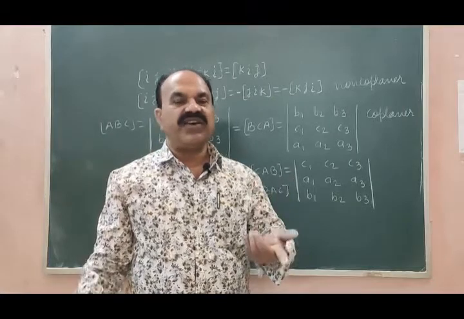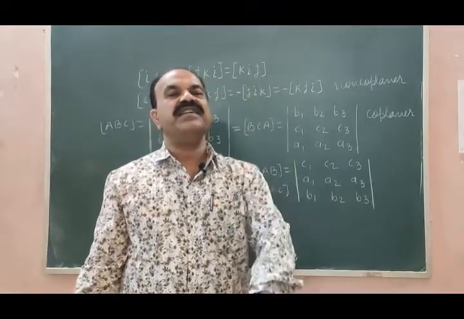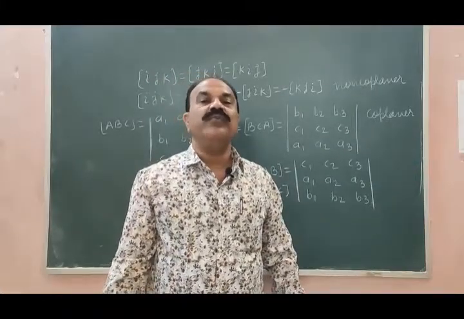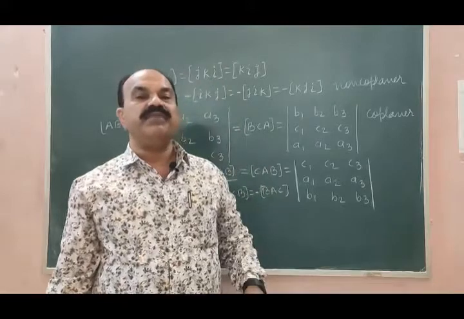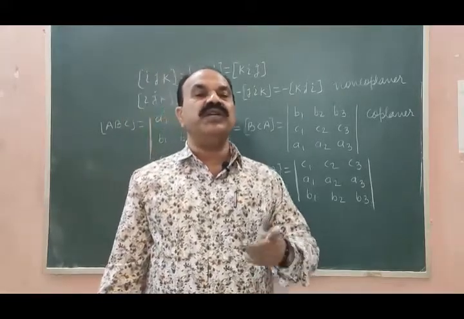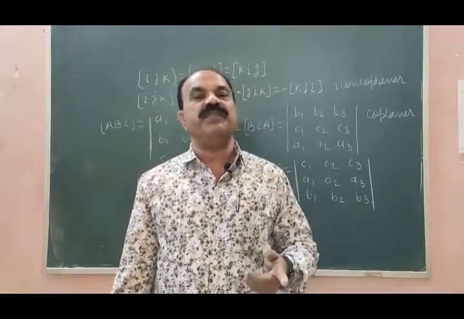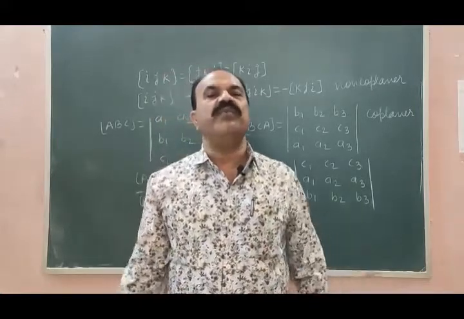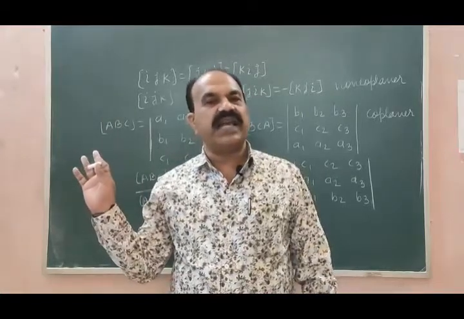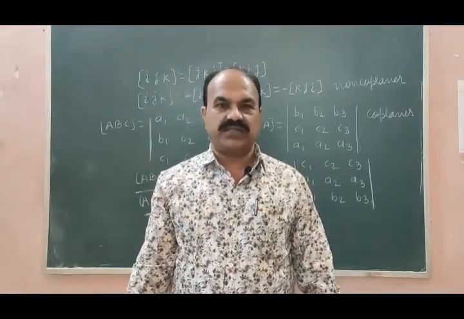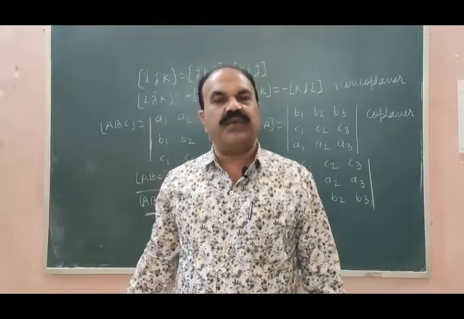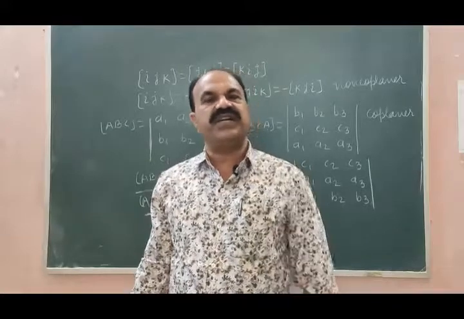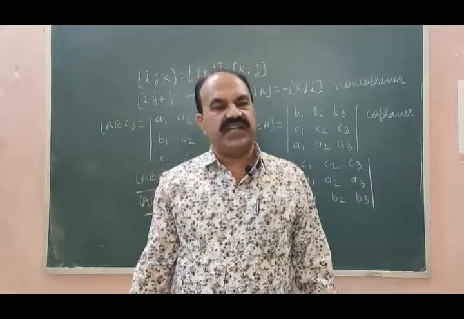If the concurrent edges A, B, C are lying in the same plane, if they are coplanar, the volume of the parallelopiped becomes 0. These things we have to remember in scalar triple product. Hope you got it. It is very simple. I have solved each and every step so that you can understand the things very easily. Thank you.